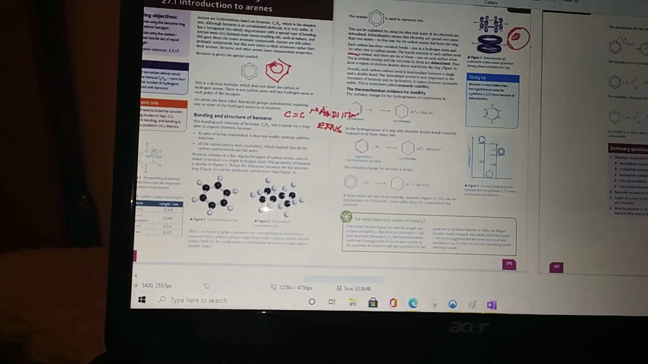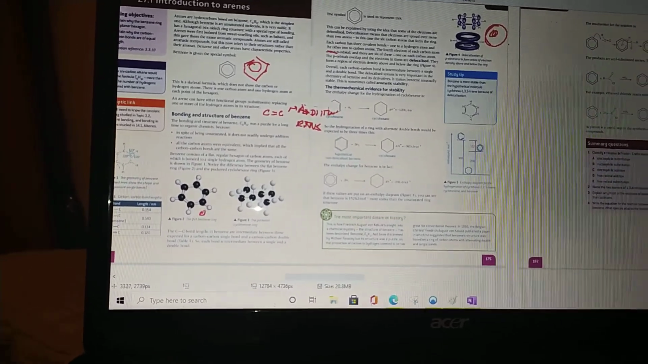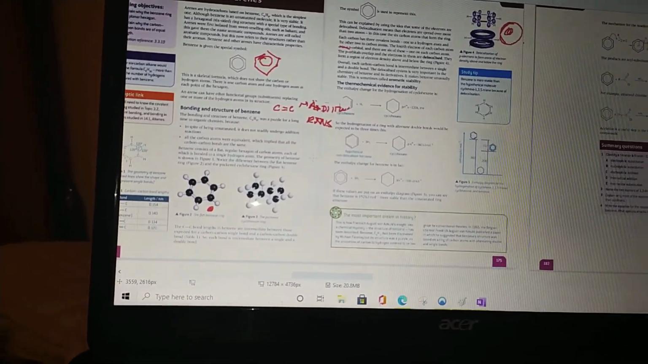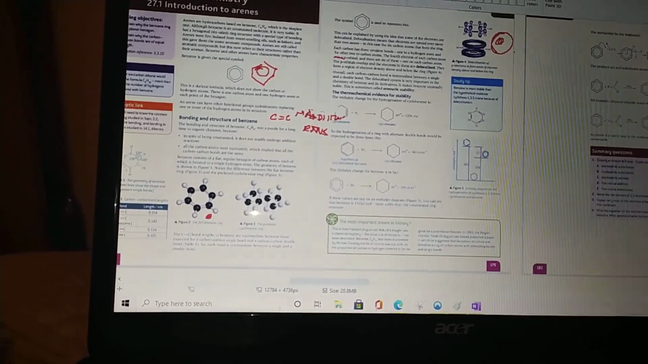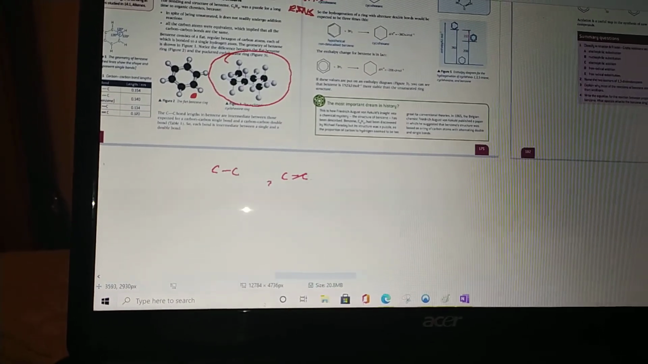Now, what is benzene? Benzene consists of a flat, regular hexagon of carbon atoms, each of which is bonded to a single hydrogen atom. The geometry of benzene is basically this. Now, you can observe the difference between the flat benzene ring and the slightly puckered cyclohexane molecule. The carbon-carbon bond lengths in benzene are intermediate between those expected for a carbon-carbon single bond and a carbon-carbon double bond. This is basically an intermediate.